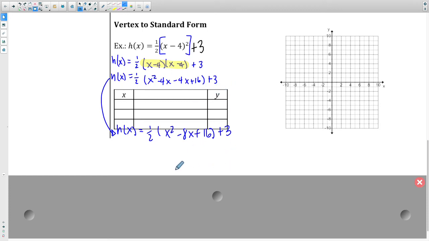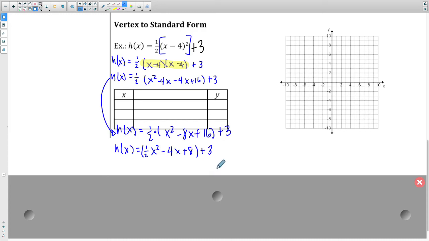Okay, back to PEMDAS. PEMDAS says multiply first, or even exponents. Did that. Now that we've done that, there's another multiplication here. Remember, this 1/2 is 1/2 times. So I do need to multiply that 1/2 next. And so I get 1/2 x squared minus 4x plus 8. And then I closed my parentheses because that 1/2 does not get distributed to the 3. It's just the 1/2 times this stuff. Okay, so then I close my parentheses and have a plus 3.